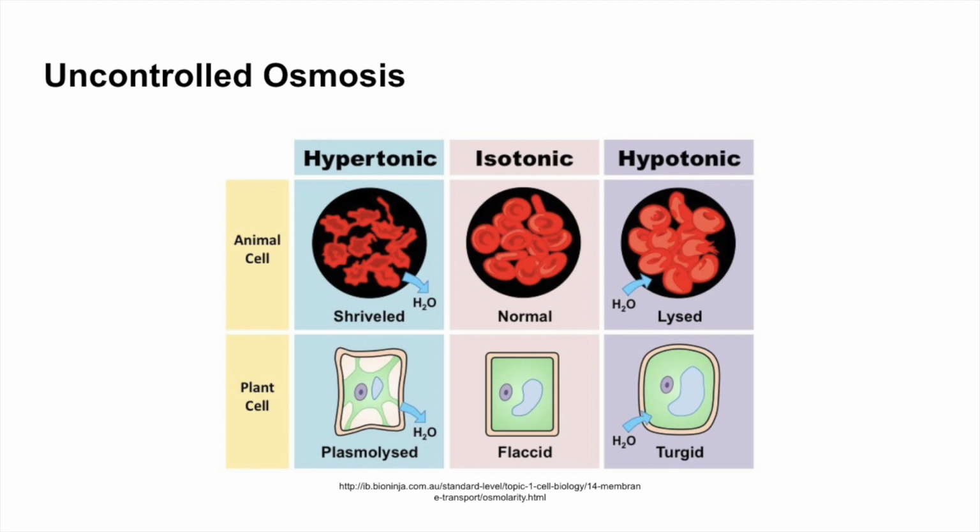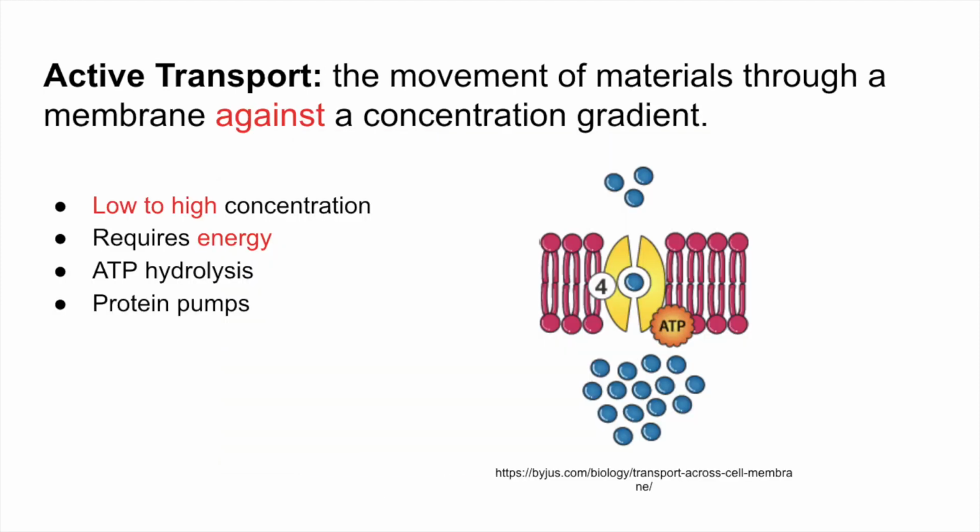Now, the second type of transport besides passive is active transport. It's the movement of materials against the concentration gradient, so from low to high concentration of solute. Because of this, it requires energy, so ATP hydrolysis does occur. Due to their use of energy, it involves the use of carrier proteins, also known as protein pumps.